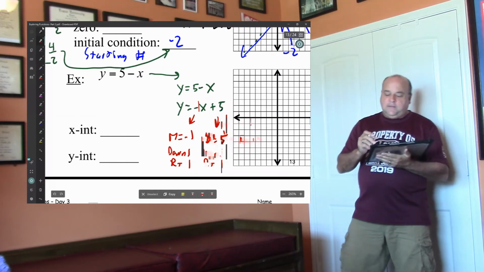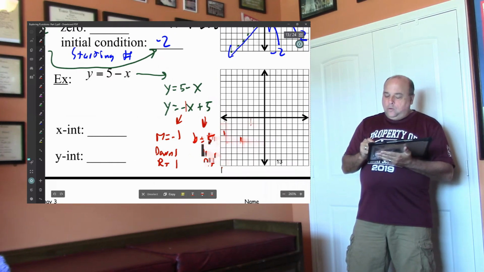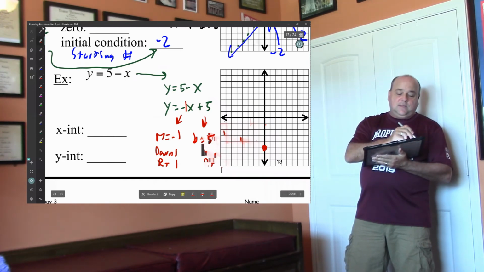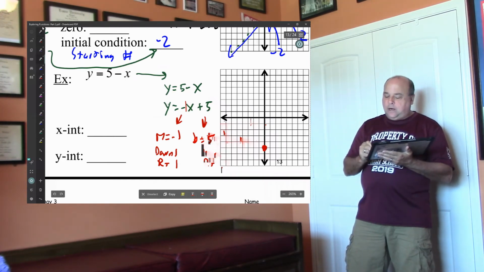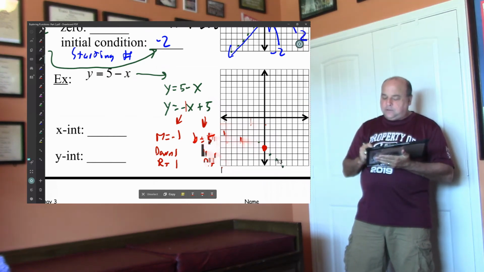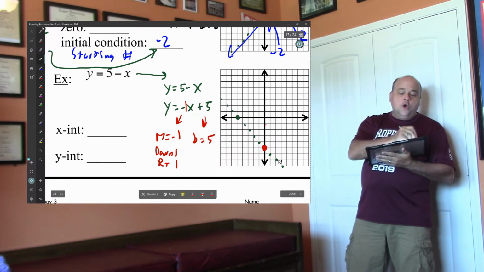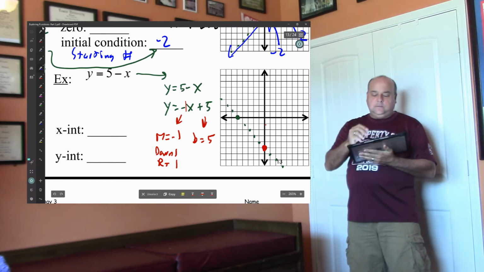Down 1, right 1. And my y-intercept is 5. So I'm going to start at 5, put a dot at the 5. 1, 2, 3, 4, 5. There's really not that much math in this. And then my slope, down 1, right 1. Then I'm going to repeat the process and go backwards. This right here is going to be my x-intercept. Now then connect the dots.